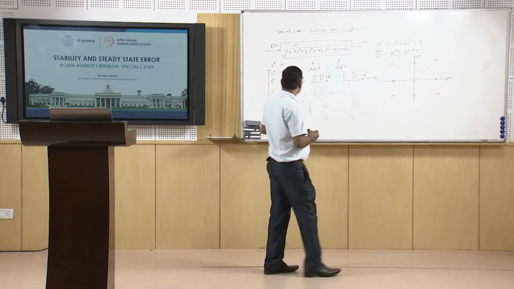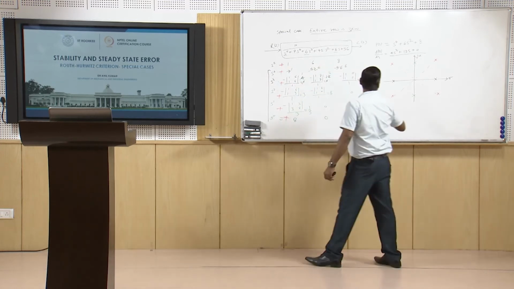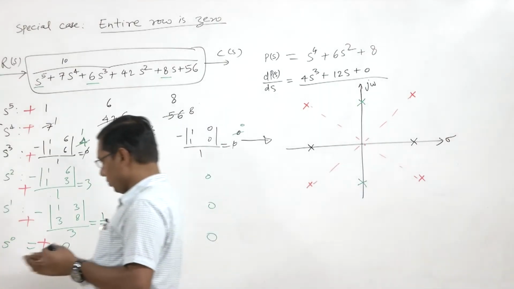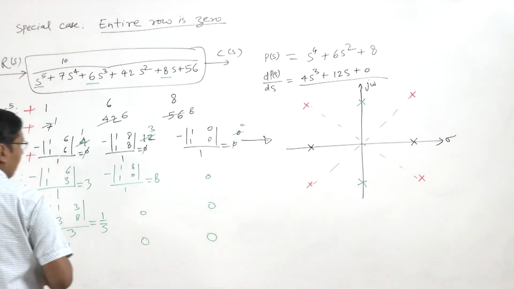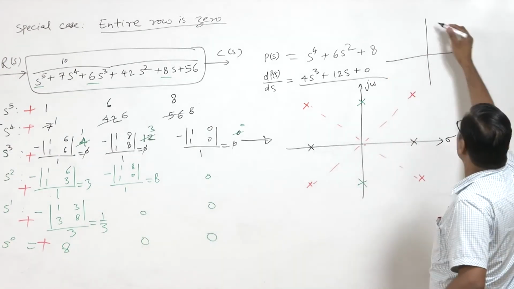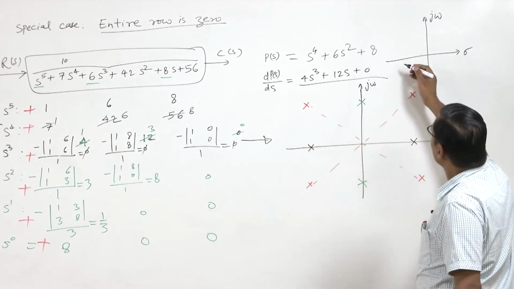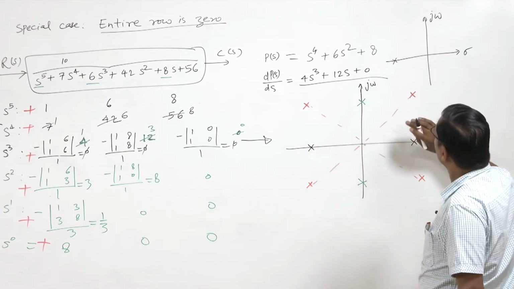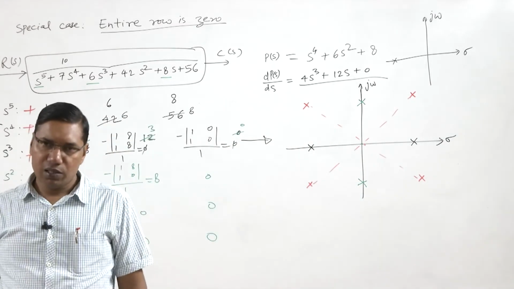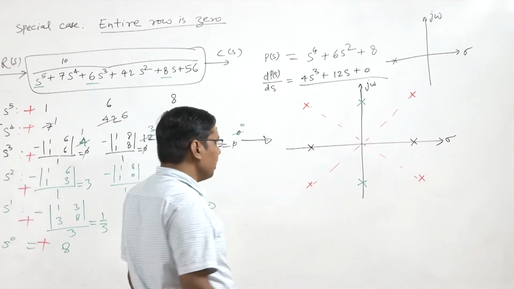So we see that one root is, so we plot this here, sigma j omega. So one root is to the left side. Now the other 4 roots are roots of the polynomial. So these roots should be symmetrical about the origin.